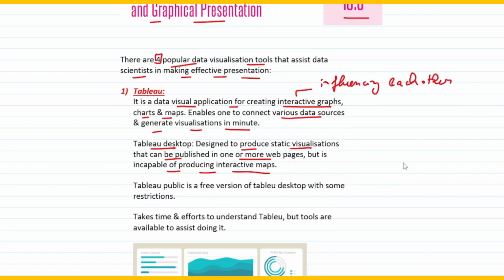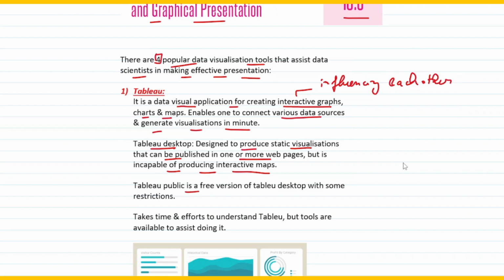So basically it was designed to produce a static visualization. That means it used to give a still visualization. There was no interaction in it. So the difference between Tableau Desktop and normal Tableau is that Tableau nowadays is interactive, as in you can access it and it will respond to you immediately. But Tableau Desktop is very static. That means simply it is a table and you can watch it. So it is only a visualization tool. It can produce static visualizations that can be published in one or more web pages, but it is incapable of producing interactive maps. So that's the core difference between Tableau and Tableau Desktop.